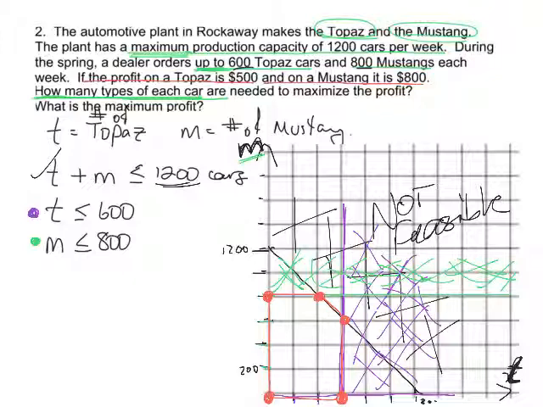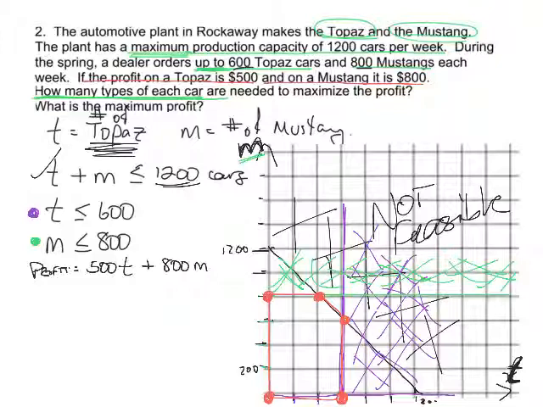Our profit is equal to $500 for every one of those Topaz made. So the number of Topaz is T, so 500 times T. And on a Mustang is 800, 800 times the number of Mustangs made. Add those two together and you'll get profit. So let's plug in some of these numbers.